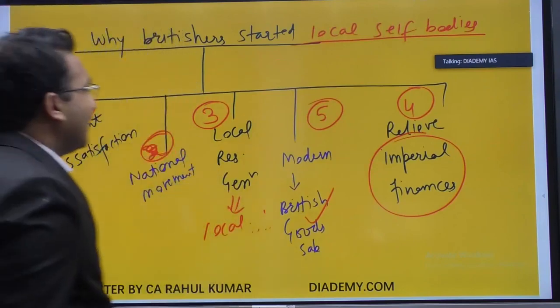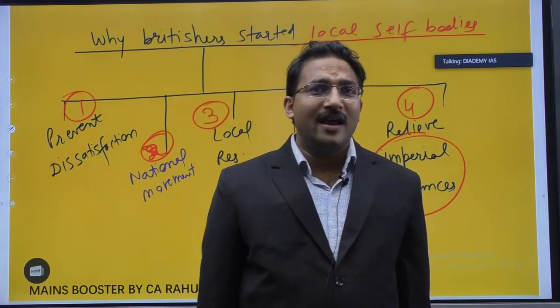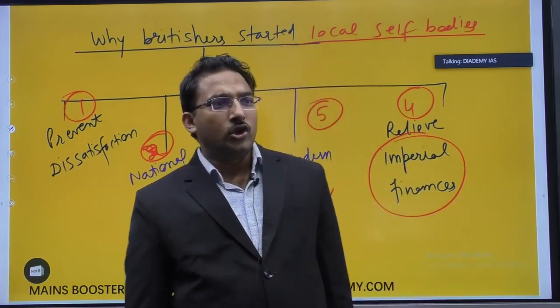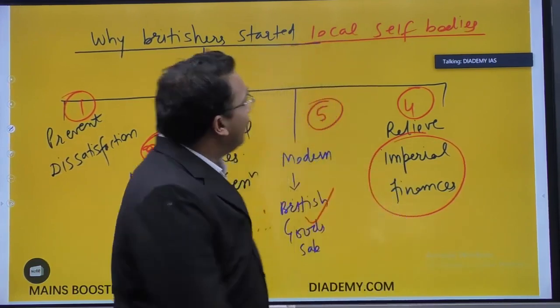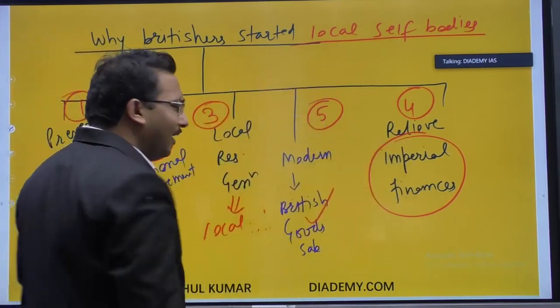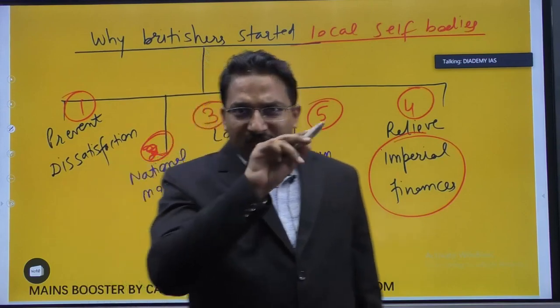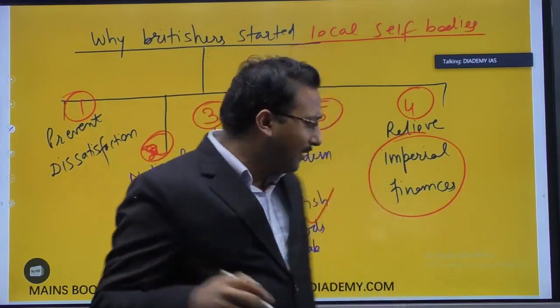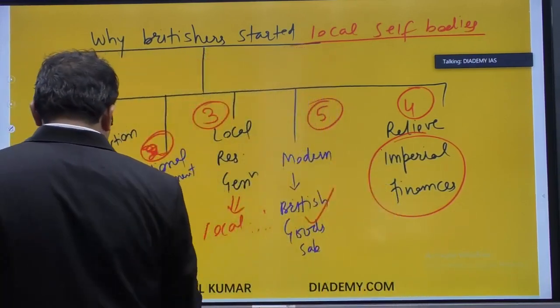This tree branch model you can use whenever you have a space shortage or you want to do it fast. Simple. Why did the British start local self bodies? Well, number one, number two, number three, number four, number five. Very, very simple, right? And with the help of practice, it will not take much time, okay?